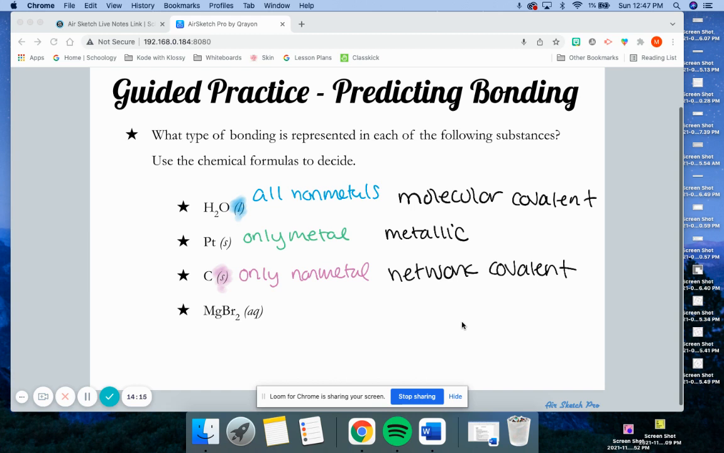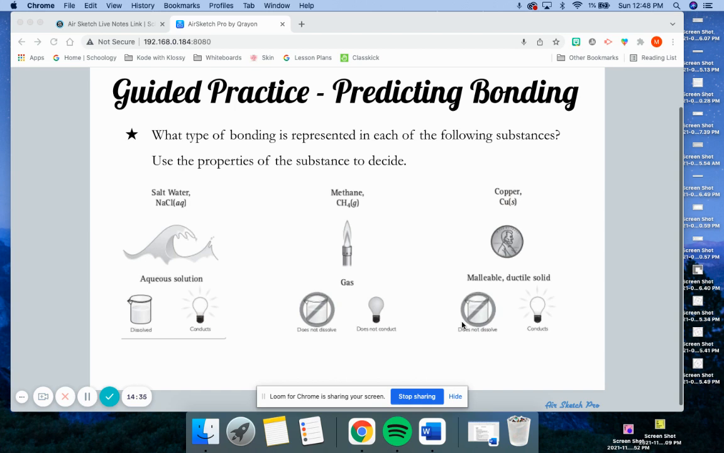And then lastly, I have MgBr2. Mg is a metal. Br is a nonmetal. So with this combination, I can assume that I'm looking at an ionic compound, just like we looked at through all of chapter 4. We then did a little bit of guided practice using the flowchart of properties. So if I have a substance that both dissolves and conducts electricity when dissolved, I'm looking at an ionic compound.